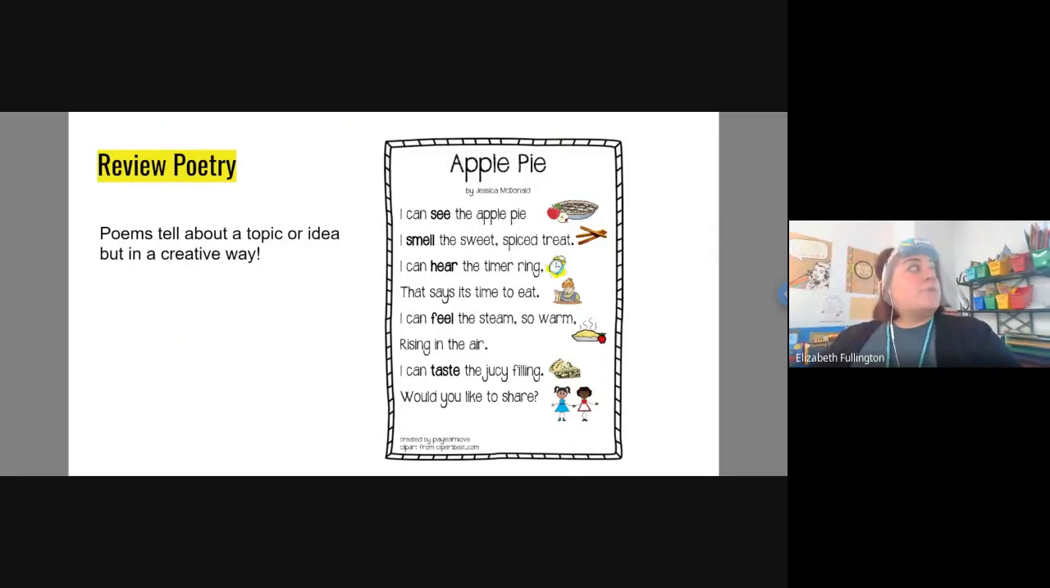It's called Apple Pie by Jessica McDonald. I can see the apple pie. I smell the sweet spice treat. I hear the timer ring. That says it's time to eat. I can feel the steam so warm, rising in the air. I can taste the juicy filling. Would you like to share? So that is Apple Pie.